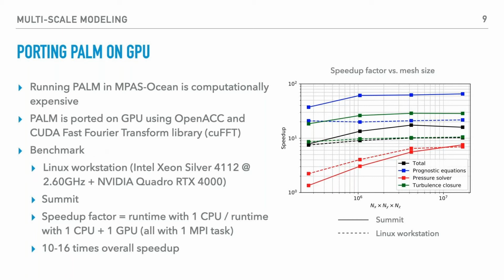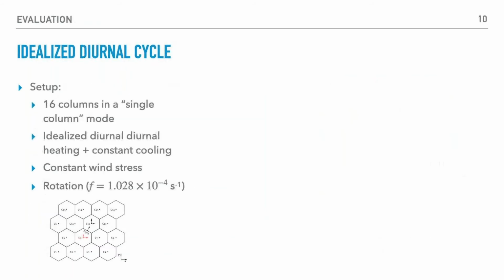It's being slowed down by the pressure solver, which uses the fast Fourier transform. So I'm going to test this in two simple test cases.